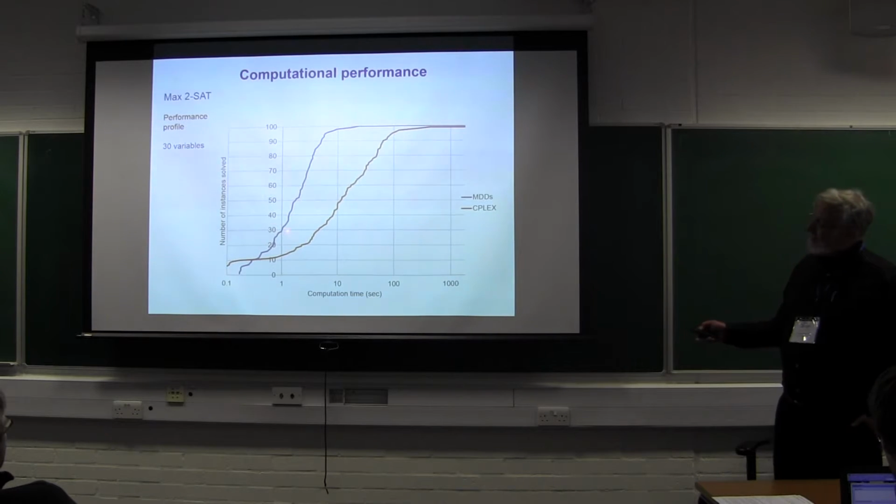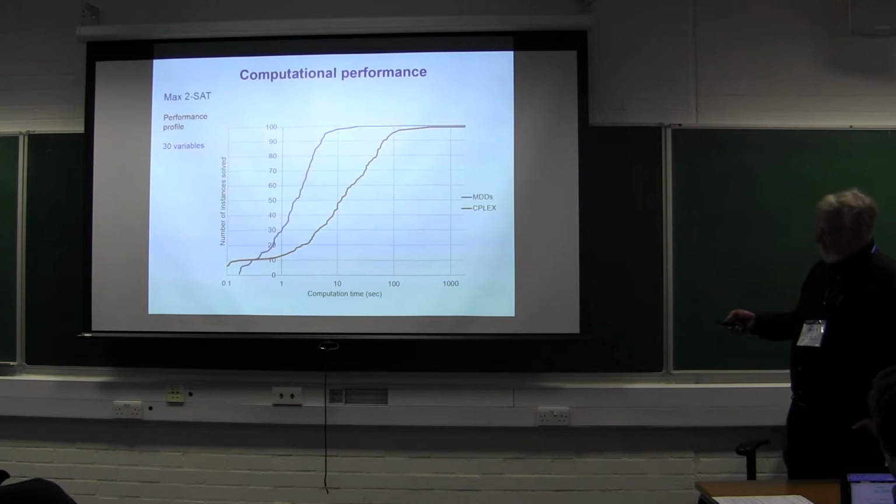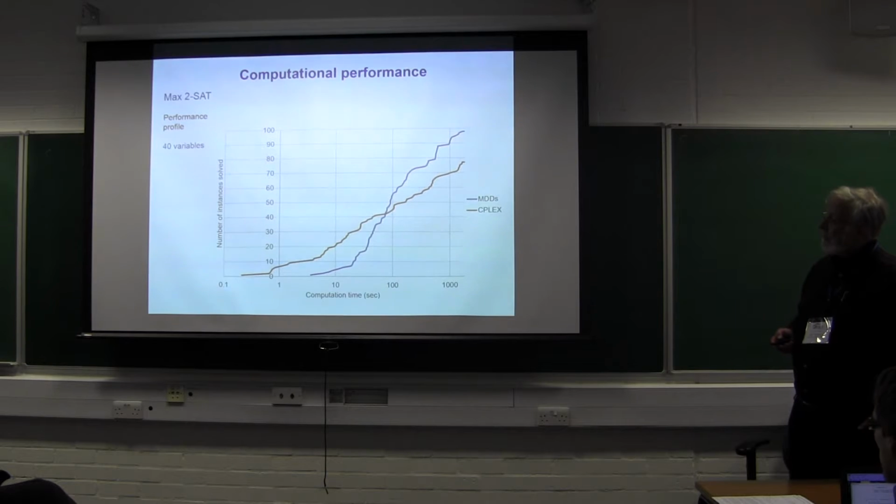This is how it looks. This is a performance profile. So this is the number of instances solved versus the time investment. So we're doing better. The crossover point is down here. If the problem's very easy, you want to use existing technology. As the problem grows, the crossover point moves up. So for easy problems, you want to use existing technology. For hard problems, you want to use decision diagrams.